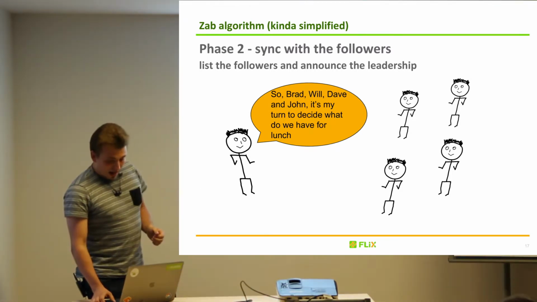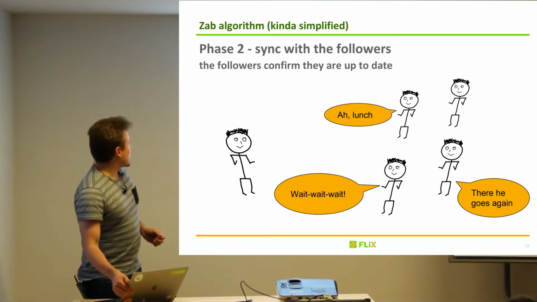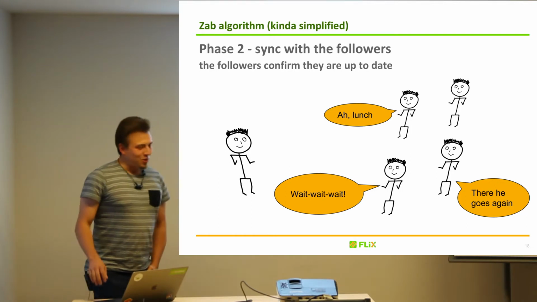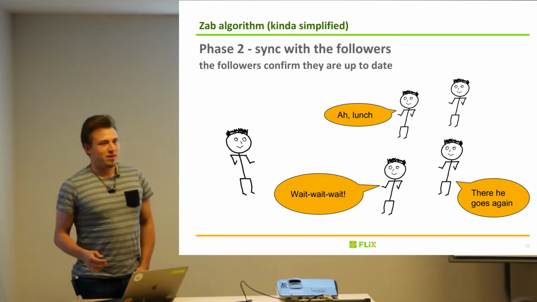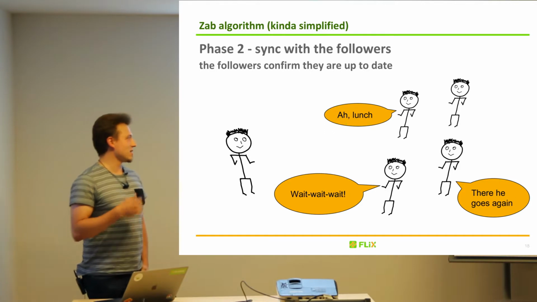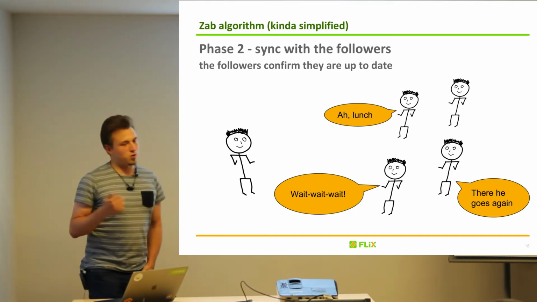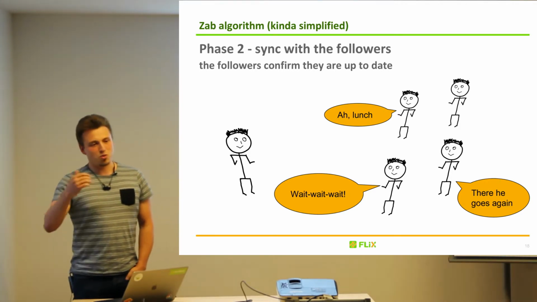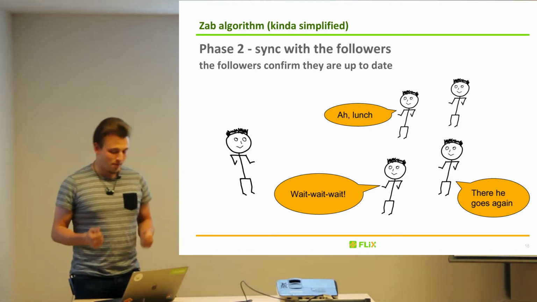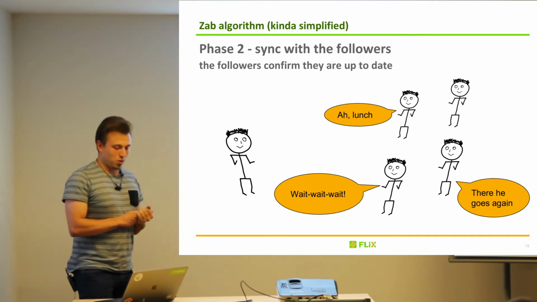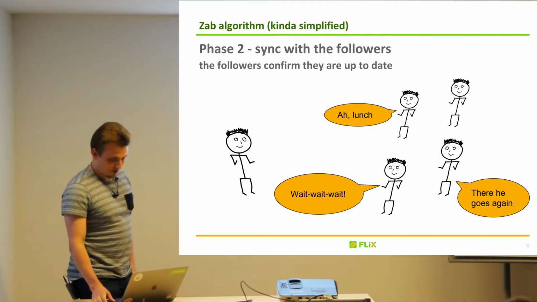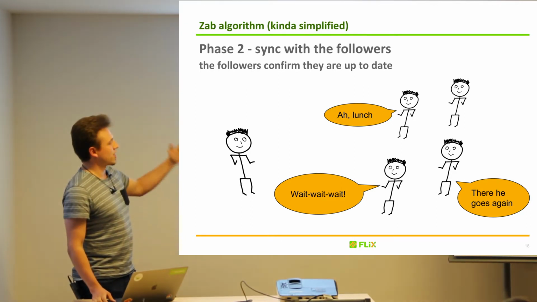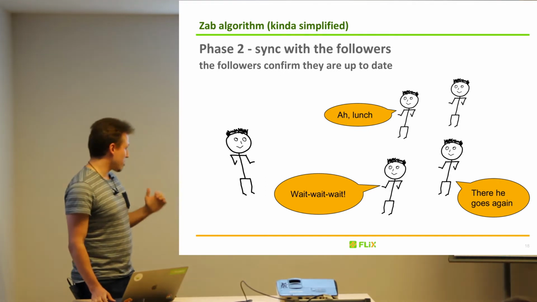Then he has to ensure that all the followers are synced up. As we discussed, there is a different kind of replication. So there is a replication where the changes might be propagated to the followers, or the whole state. In this case, we are talking about the changes. So all the followers have to acknowledge that they are up to date for this epoch.